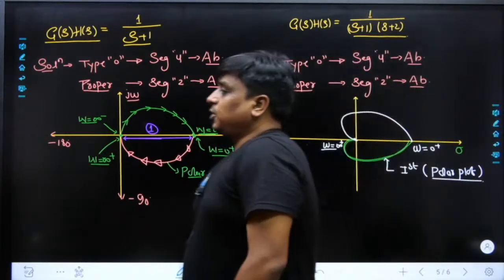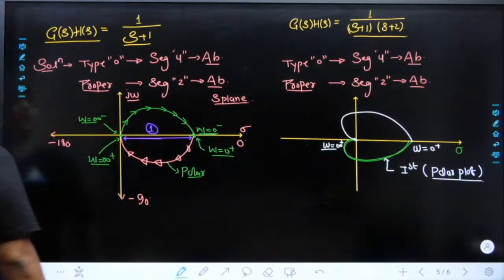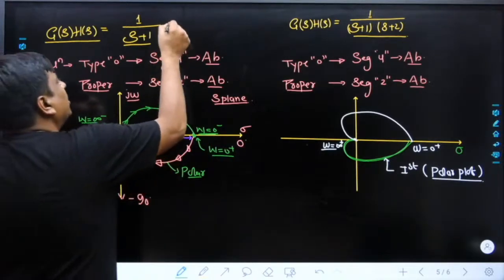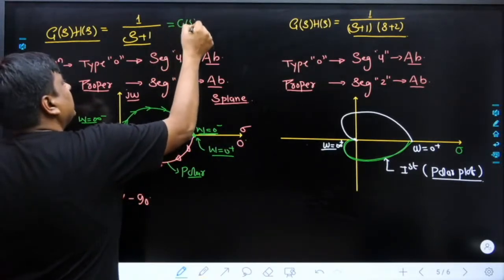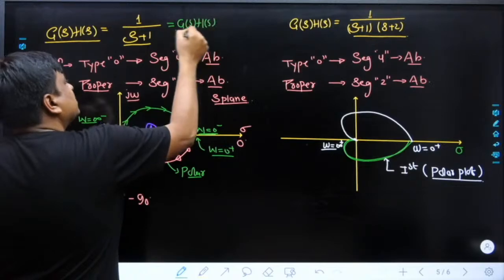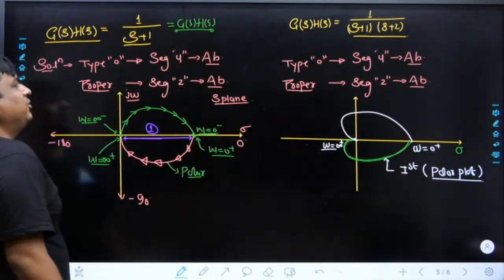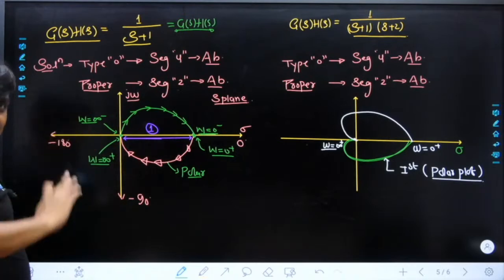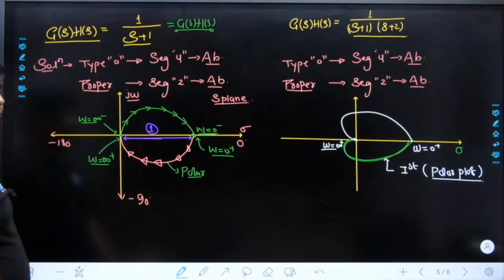We come back to this problem once again. 1 upon s plus 1 is the open loop transfer function G(s)H(s). We want to find whether it is a stable system or not. Tell me whether it is a stable system or not. We can do it manually, or we can do it with the help of the Nyquist plot.